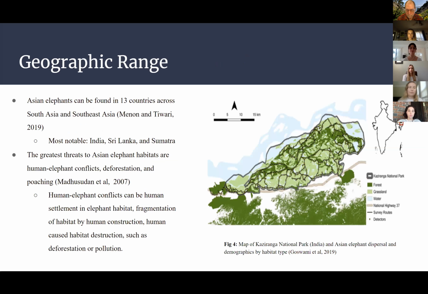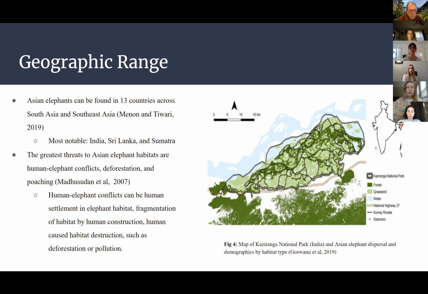they require expansive land. So, geographic range: they can be found in 13 countries across Asia, most notable of these being India, Sri Lanka, and Sumatra. As I mentioned before, the 3 subspecies are named after those. And over the last century alone, Asian elephants have been forced to downsize to 15% of their original territory. This subsequently resulted in a loss of 50% of the Asian elephant's population. And this can all be directly linked to human conflict.